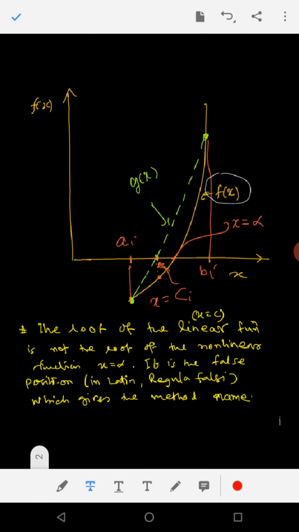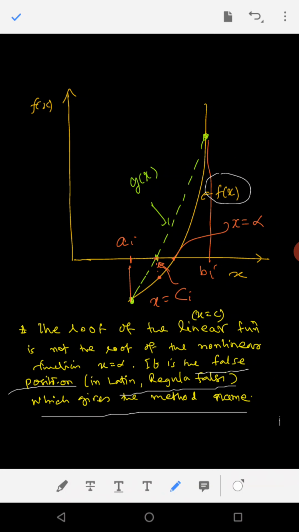Why the name false position? Because the root of the linear function is not the root of the non-linear function at x equal to alpha, and that is why it is called false position. In the Latin language it is regula falsi. So that is why the name of the method is given.